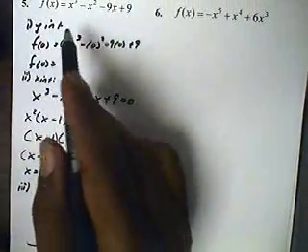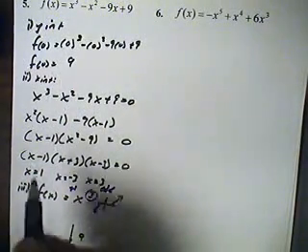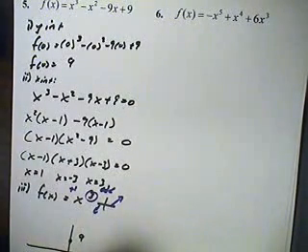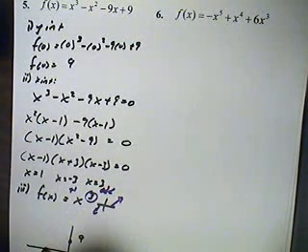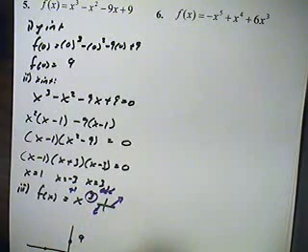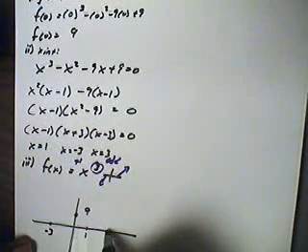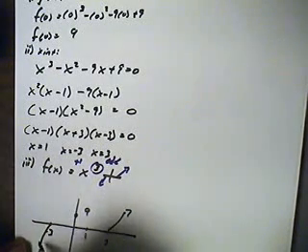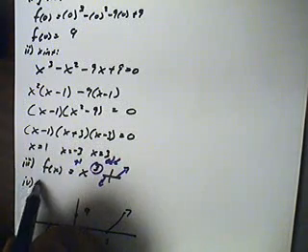Our y-intercept was 9, so we'll put a 9 here. Our x-intercepts are 1, negative 3, and positive 3. The end behavior is right side up, left side down. And now we're going to use the multiplicities.